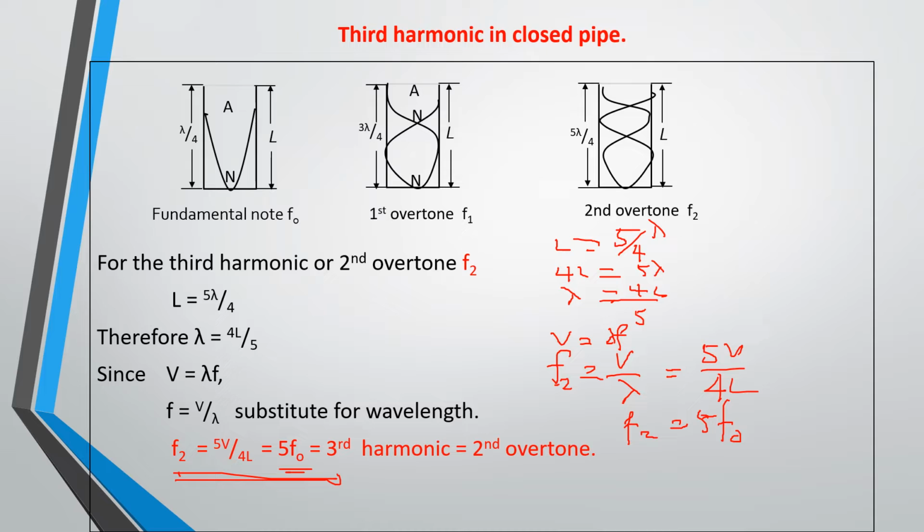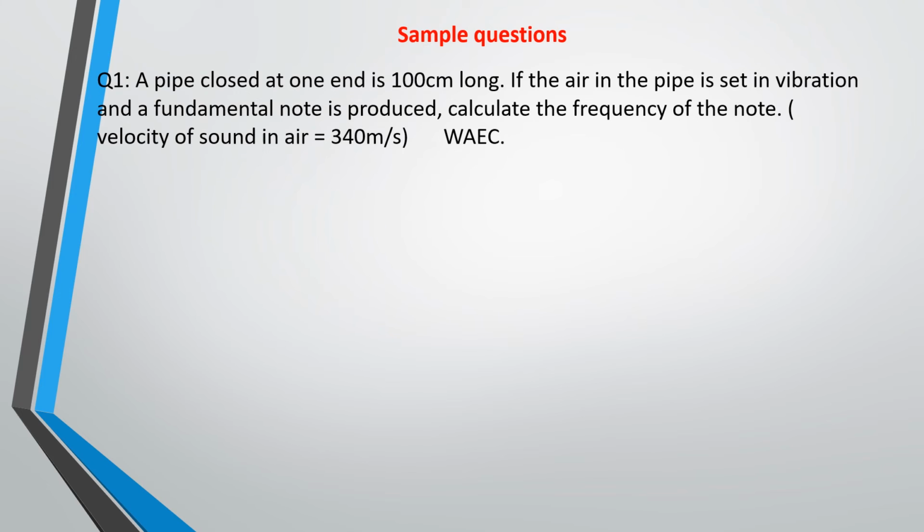Alright, so these are the various formulas for a vibrating closed pipe, a pipe that is closed at one end, and the air in it is set into vibration. So I want to solve a problem now. This is a sample question that I want us to just consider.